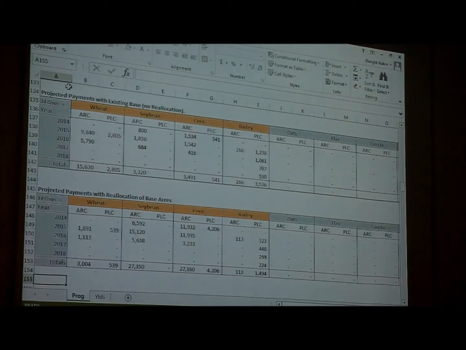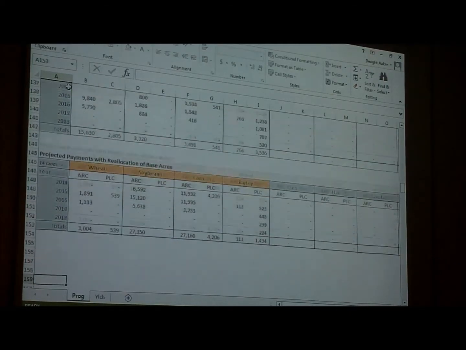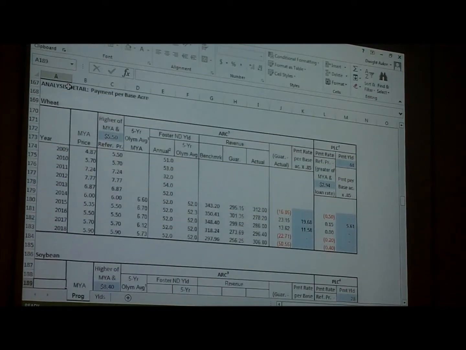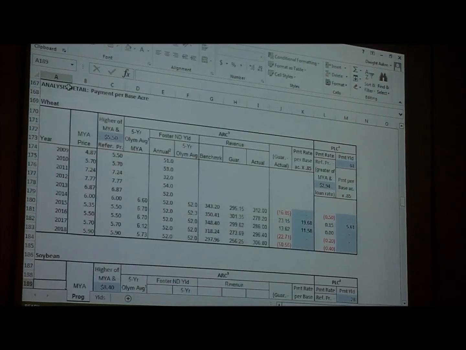And so all the crops that are in whatever color that is are the ones being calculated in this spreadsheet. Then the real detail comes at the bottom. Everything from this bold line to the left is needed for calculation of the ARC county payment. This calculates the PLC payment.